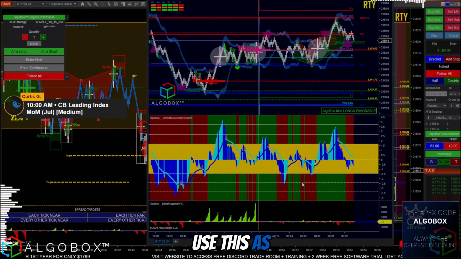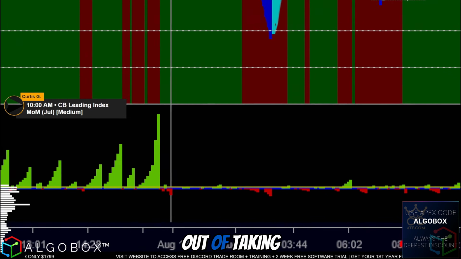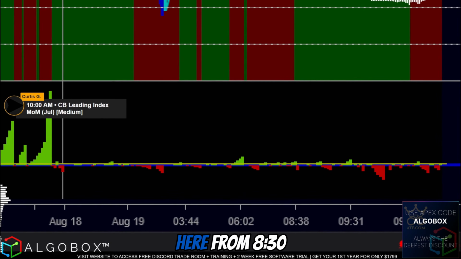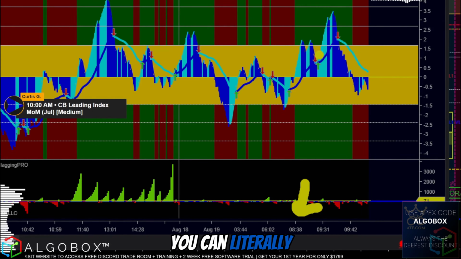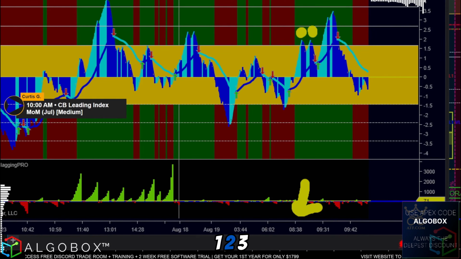You can also use this as you can count how many trades you should take scenarios, which keeps you out of taking too many trades and keeping you into the best trades. So look at the time right here. From 8:30 this morning, you can literally see up here how many trades you should have taken so far. 8:30 to 9. What do we got? 1, 2, 3. Makes sense?